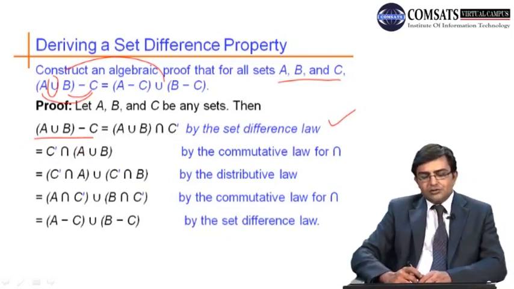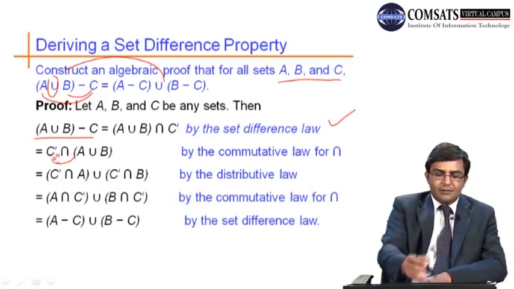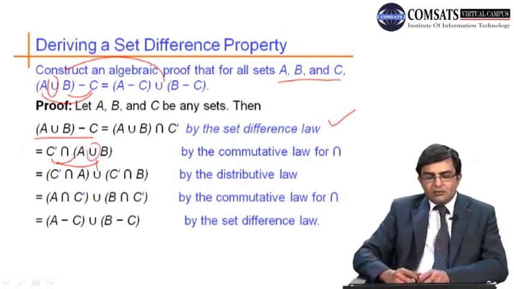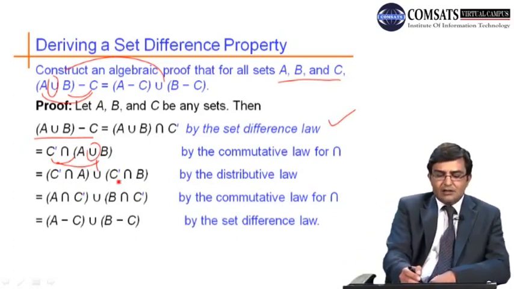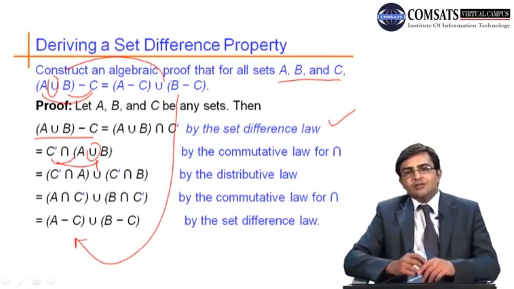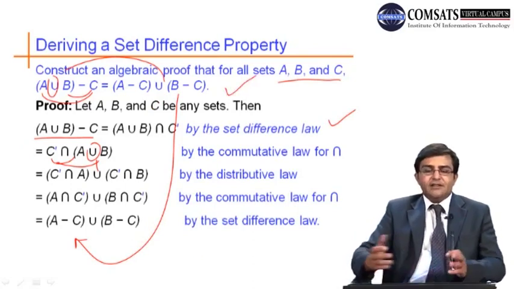So now, using the distributive laws, this is (C complement intersection A) union (C complement intersection B). Now we can again use the commutative law here. A comes here, C complement comes here, B comes here, C complement comes here. Now again, by using the set difference law, we can write (A minus C) union (B minus C). So this is what we have to prove. So by taking the left hand side and using set identities, we have proved this set difference property.